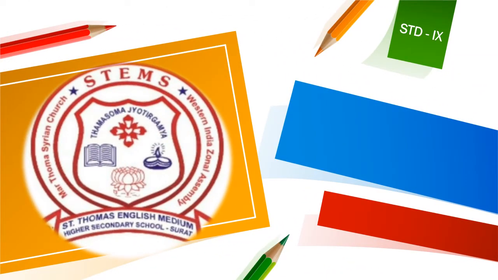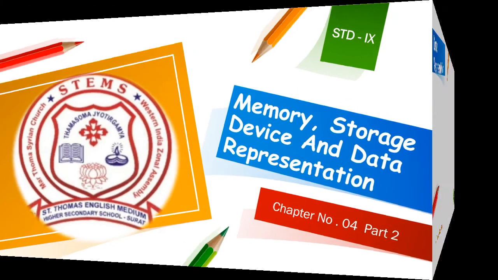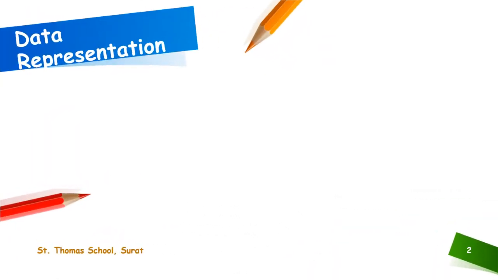Thomas School. Today we are going to start the second part of chapter number 4, that is memory, storage, device, and data representation. In this video, we will understand how the data is represented in the computer memory. Data may be textual, numerical, images, video, audio. So we will see how these data are represented in the computer memory.